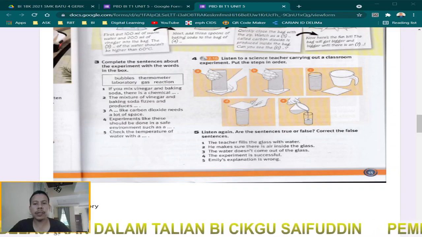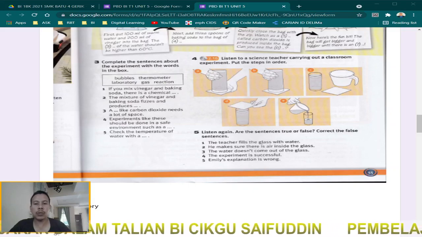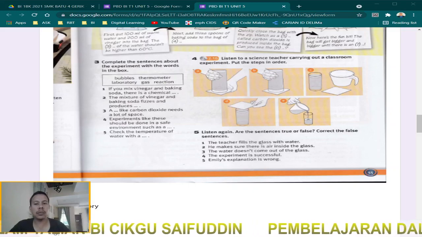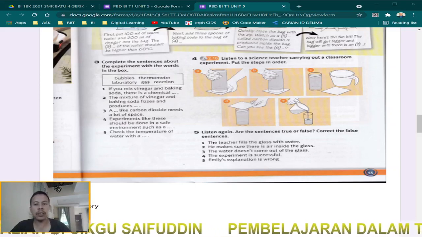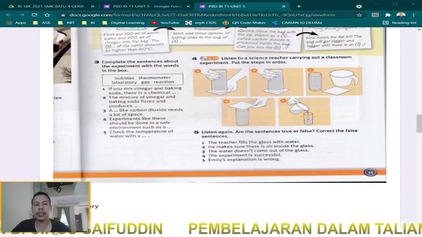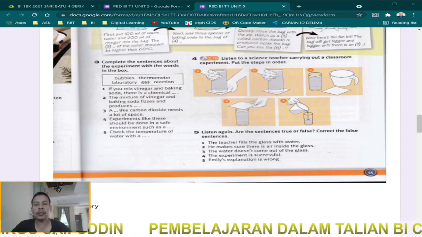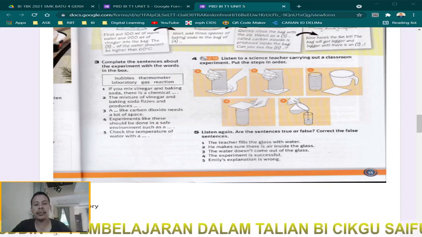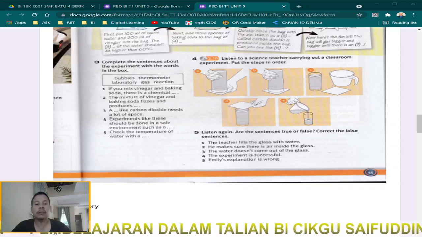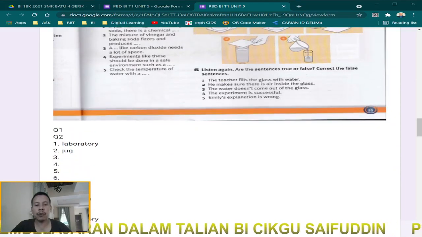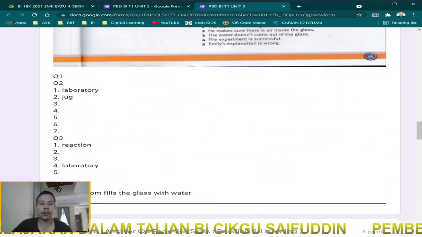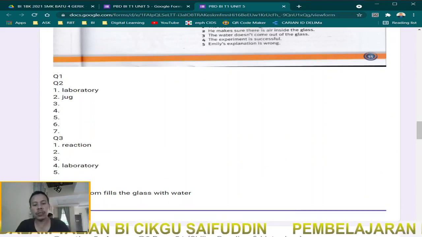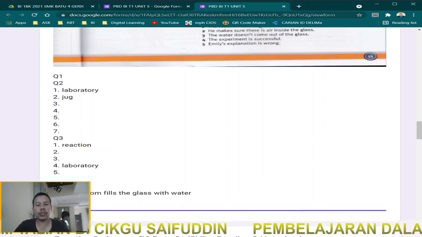Okay, if you listen carefully, does the teacher make sure there is air inside the glass? Adakah cikgu tu memastikan ada udara di dalam gelas tersebut diisi dengan air? Okay, if you listen carefully, the answer should be he or the teacher make sure there is no air inside the glass. Tidak ada sebarang udara yang terperangkap di dalam gelas tersebut. So the statement for question 2 is false. So make sure you correct it. Betul kan ya? Untuk question 2. So continue to listen.